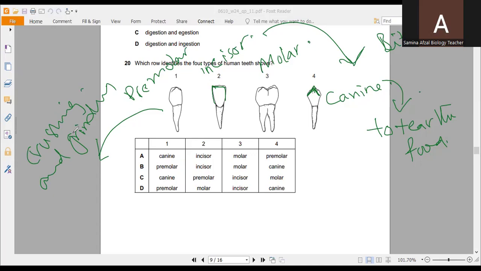So premolar is in B and in D. So A and C are not correct options. And you can see premolar, incisor, molar, and canine. So B is the correct option. C is again not a correct option, because on 2 there is incisor. So these are the question number 1 to 20.